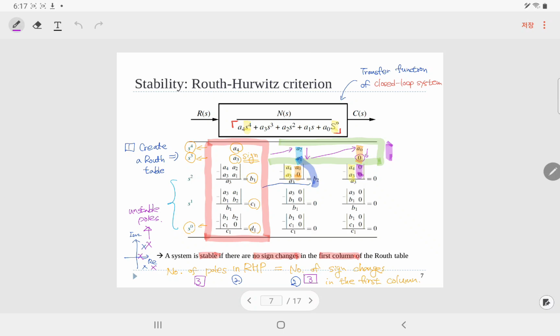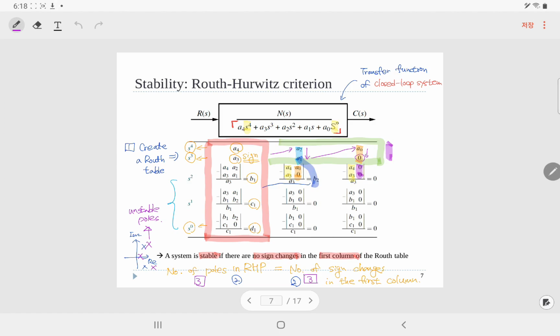혹은 불안정합니다, 라는 판단을 합니다. 그리고 그와 더불어서 또 할 수 있는 게 뭐냐면, 언스테이블한 폴, 즉 컴플렉스 플레인에서 라이트 하프 플레인에 있는 폴이 이 시스템에서는 몇 개 있습니다, 혹은 레프트 하프 플레인에 있는 스테이블한 폴이 몇 개 있습니다, 그와 더불어서 이미지너리 액시스 상에 폴이 몇 개 있습니다, 라는 정보를 알 수 있어요. 폴의 정확한 위치는 모르지만 언스테이블한 폴이 몇 개 있고 스테이블한 폴이 몇 개 있고 이미지너리 액시스의 폴이 몇 개 있고, 그게 마지널리 스테이블이죠.